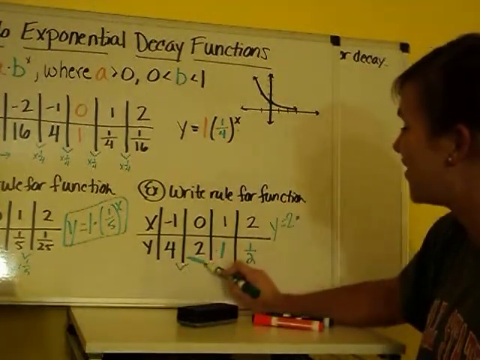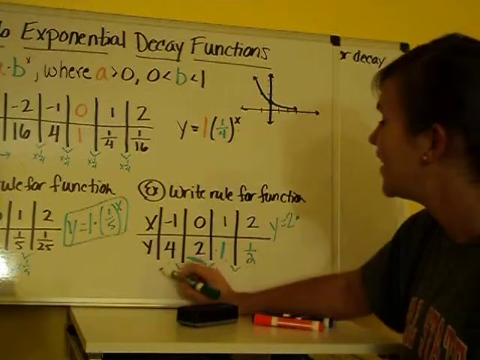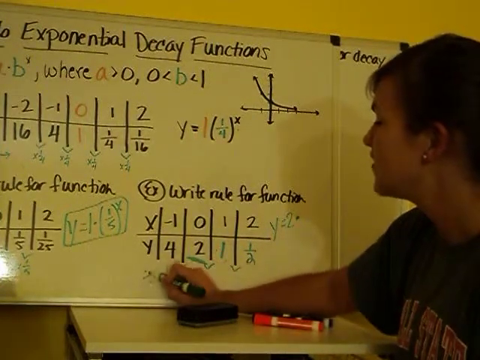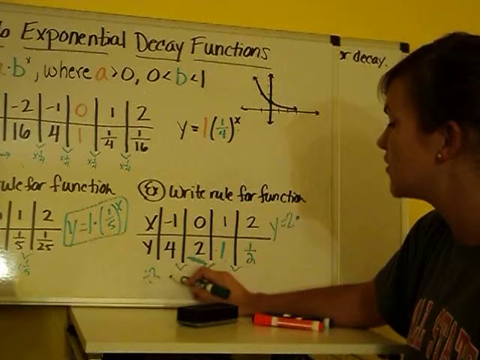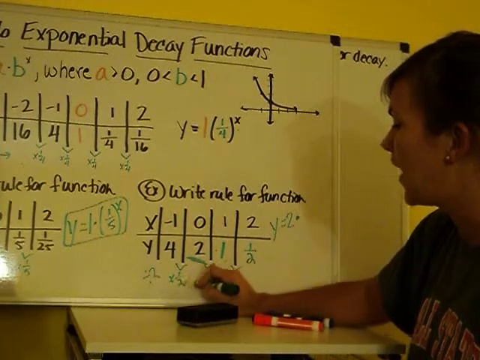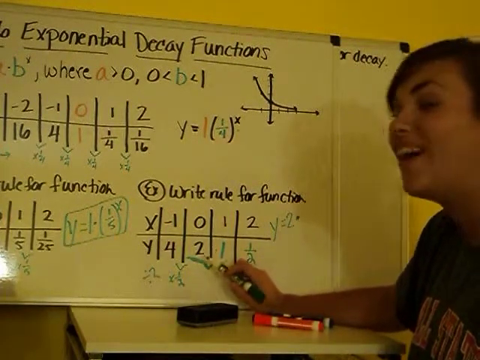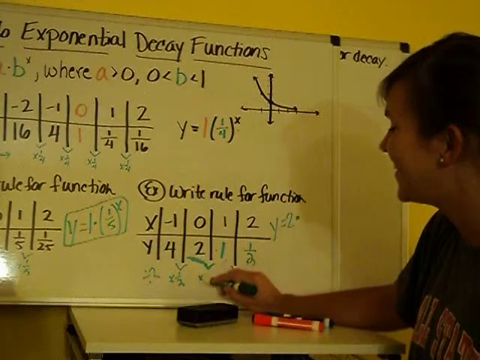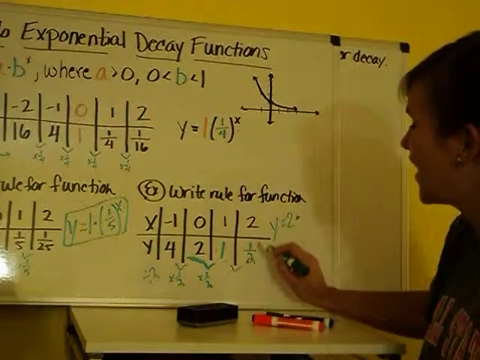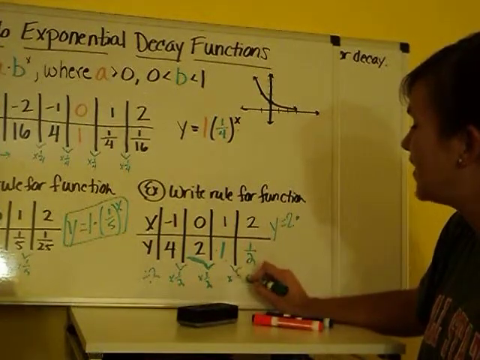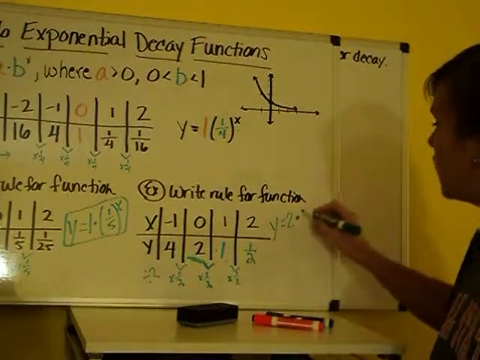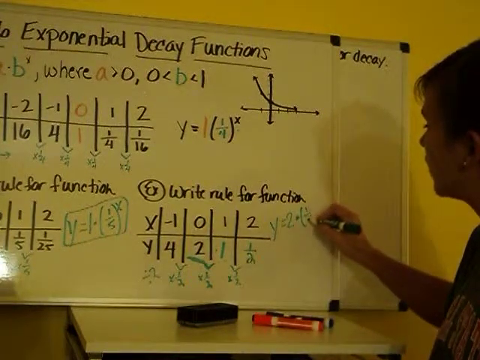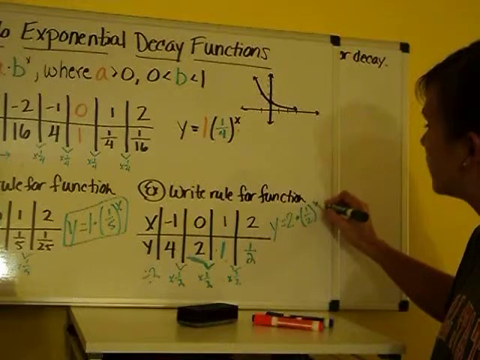Now, let's check out this rate. Going from 4 to 2 is dividing by 2, but that's also the same thing as multiplying by 1/2. Going 2 to 1, yes, that is multiplying by 1/2, and 1 to 1/2 is multiplying by 1/2, which means our growth rate is 1/2.